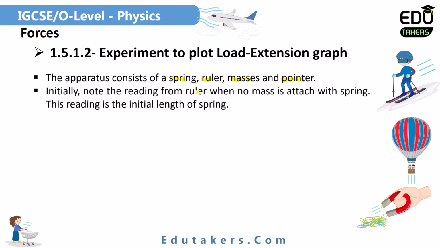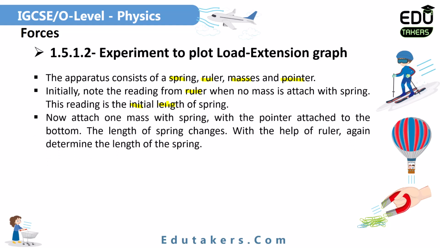Initially, note the reading from the ruler. You have to find out the reading from the ruler when no mass is attached with the spring. This reading is basically the initial length of the spring. It means that first of all you have to find out the initial length of the spring by taking the reading from the ruler. Now attach one mass with the spring.